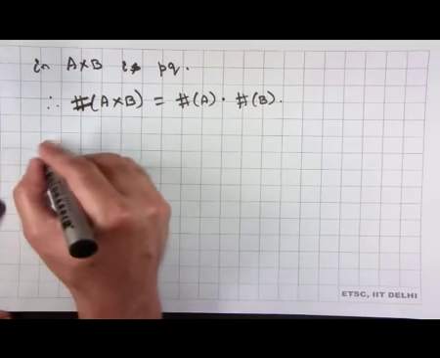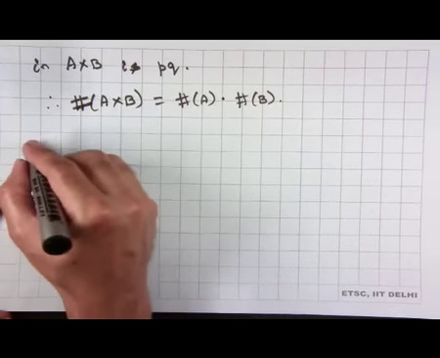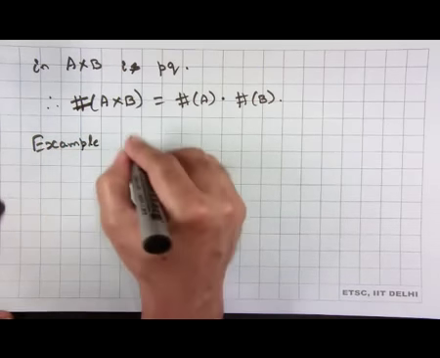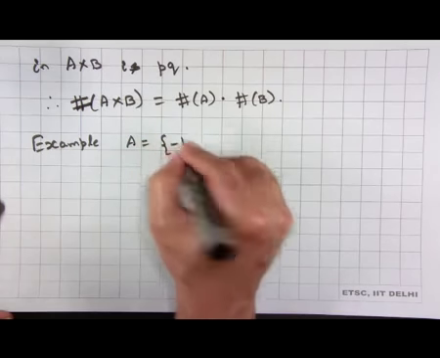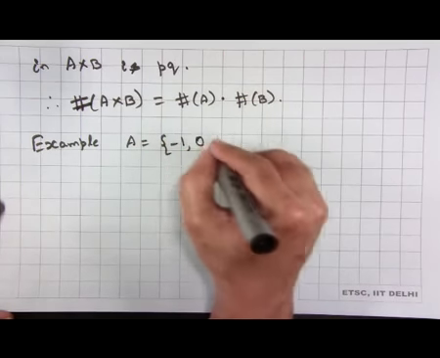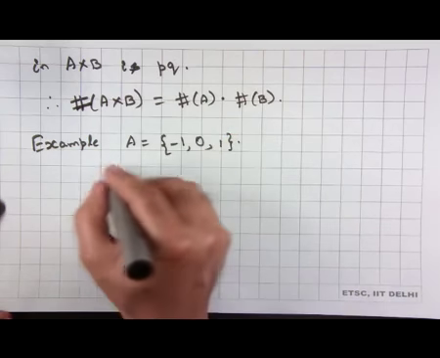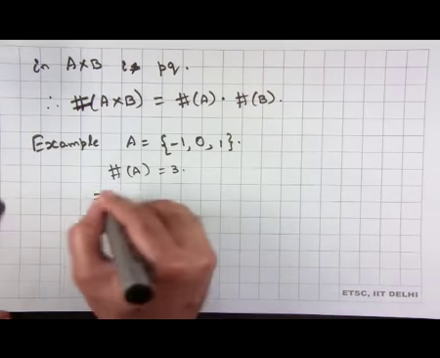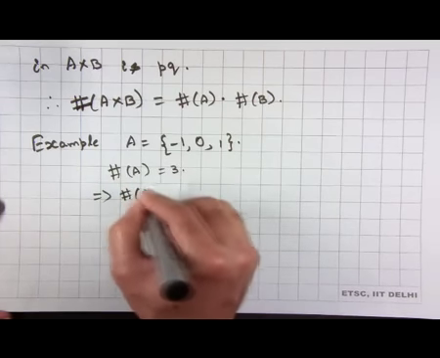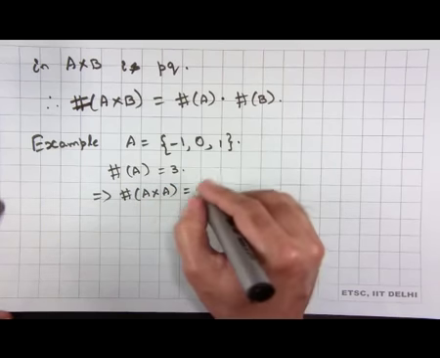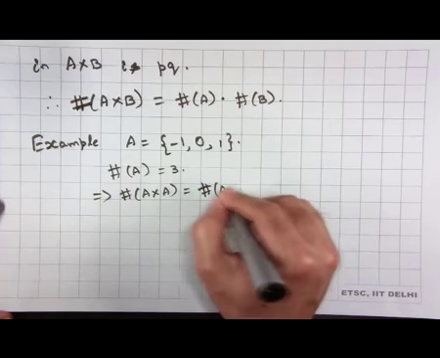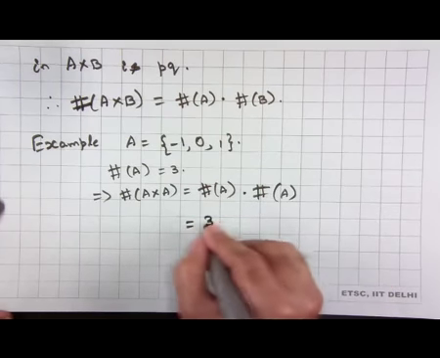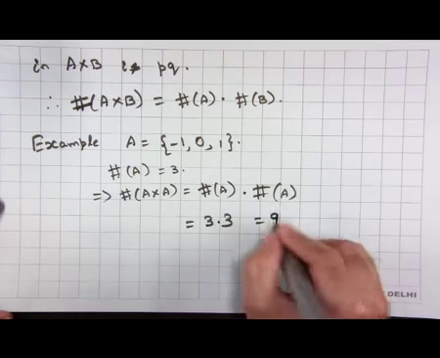So, let us look at the last example. Let us look at the previous example once again. The set A, what we found, has got minus 1, 0 and 1. So, number of elements of A is 3, that implies that the number of elements of A cross A is going to be number of elements of A times number of elements of A, which is going to be 3 times 3, which is 9.